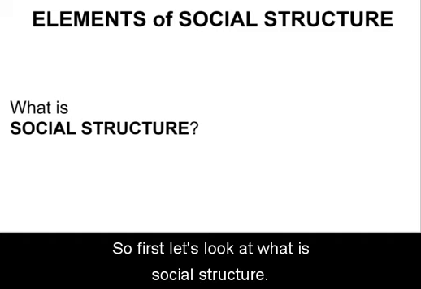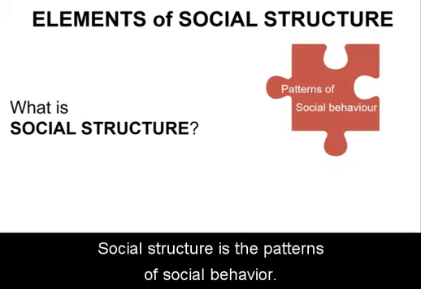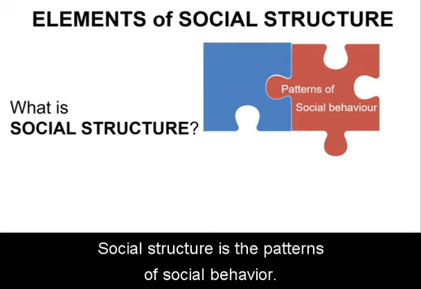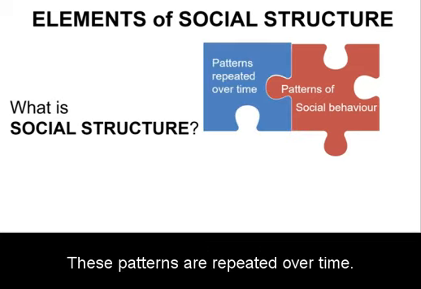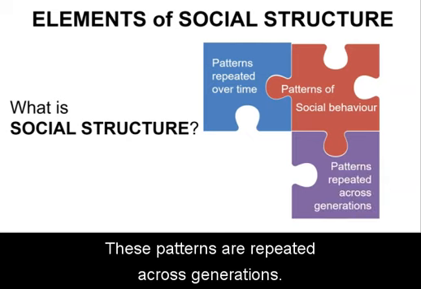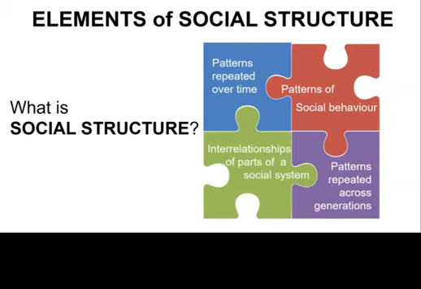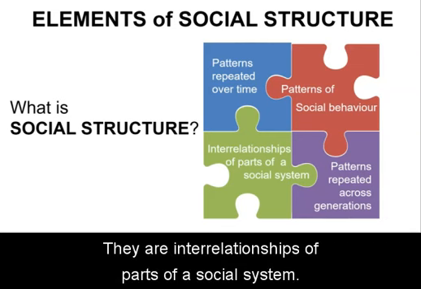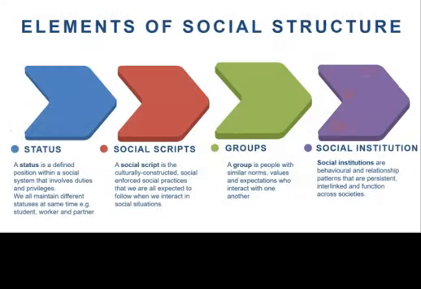So first, let's look at what is social structure. Social structure is the patterns of social behavior. And these patterns are repeated over time. And these patterns are repeated across generations. They're interrelationships of parts of a social system.